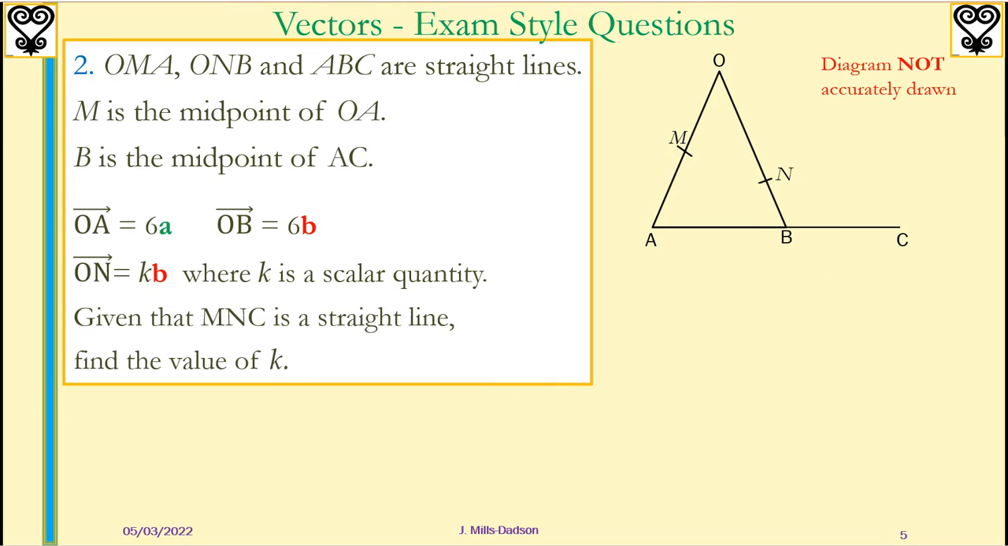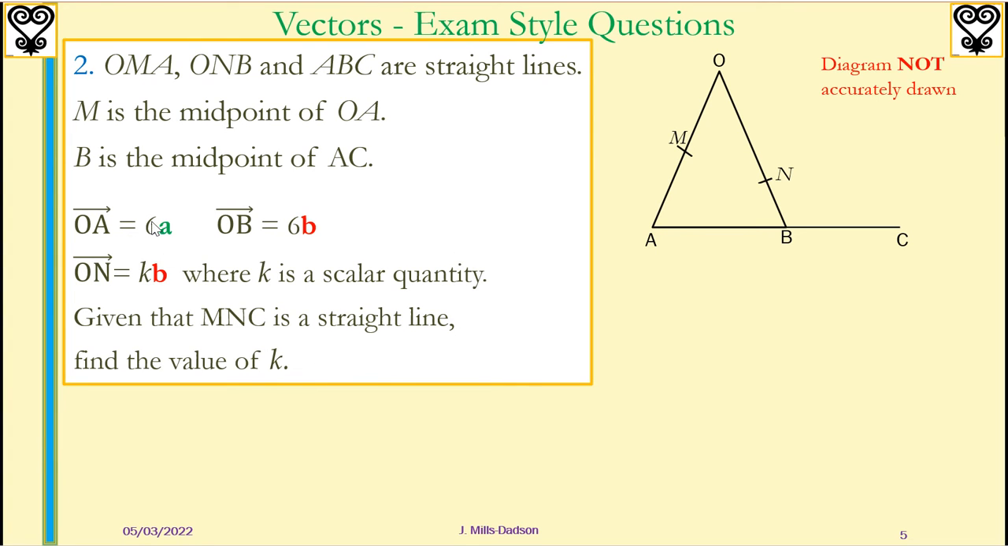Let's look at the next question. OMA, ONB, ABC, they are all straight lines. M is midpoint of OA. B is midpoint of AC. OA vector is 6A, vector OB is 6B, vector ON is KB, and K is a scalar quantity. Given that MNC is a straight line, find the value of K.